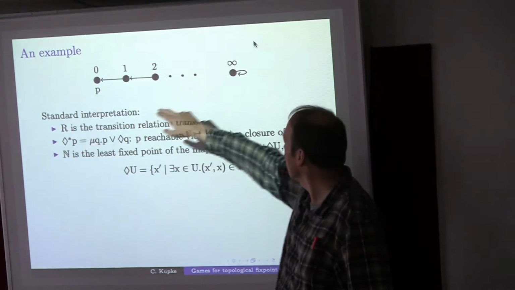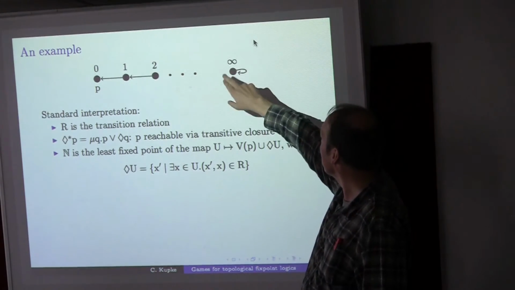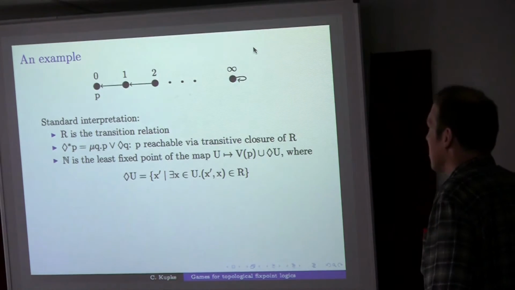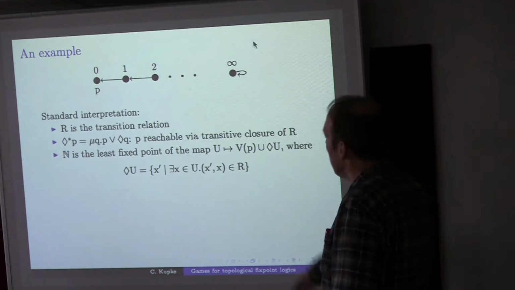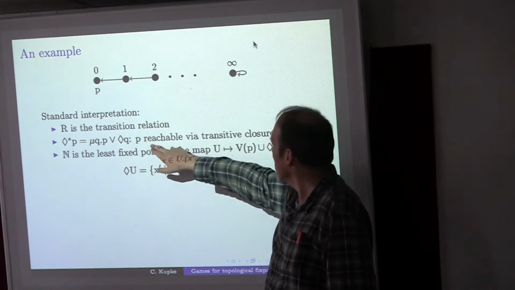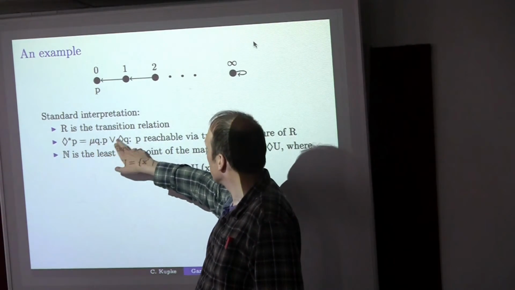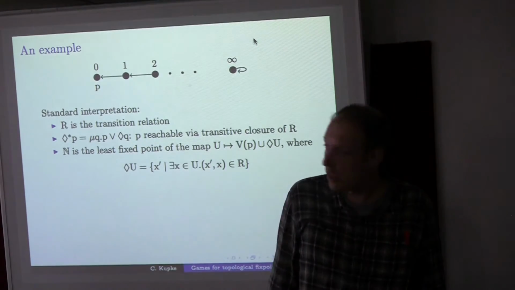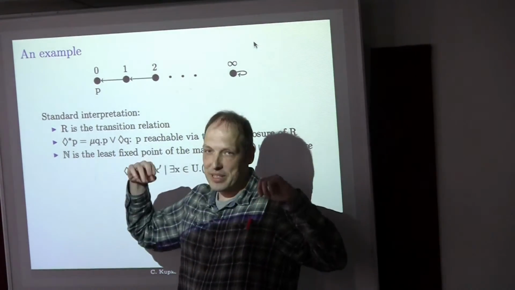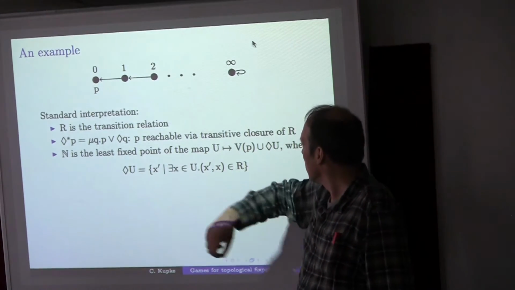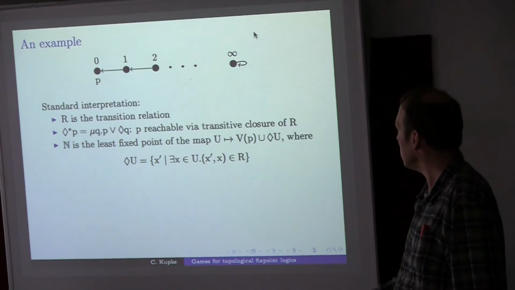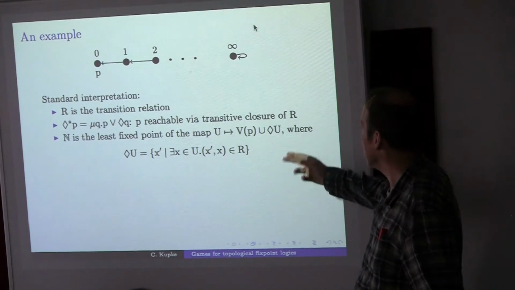So here's an example. This is a model where we have just the natural numbers, where the relation is always the predecessor, and you have one point infinity where you have a reflexive arrow. And so the standard interpretation of the mu calculus would now say, okay, we have this transition relation here. We could define this formula, mu Q. P or diamond Q, which I've said here already, this is kind of diamond star of P. And so this just means P is reachable via the transitive closure of R.